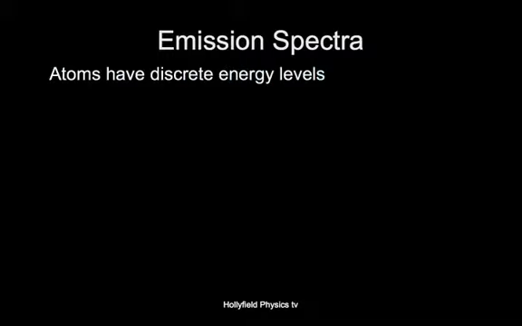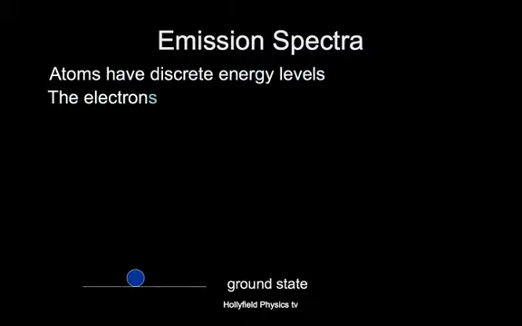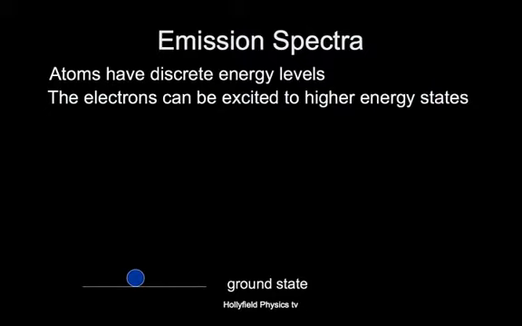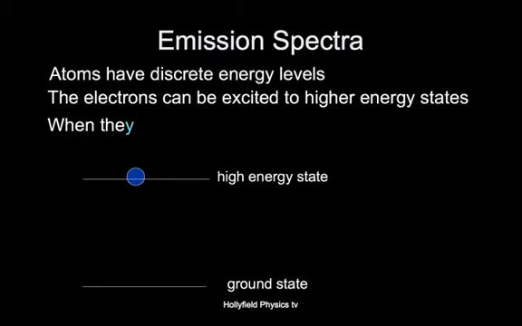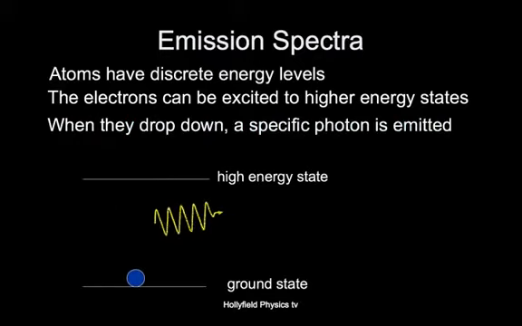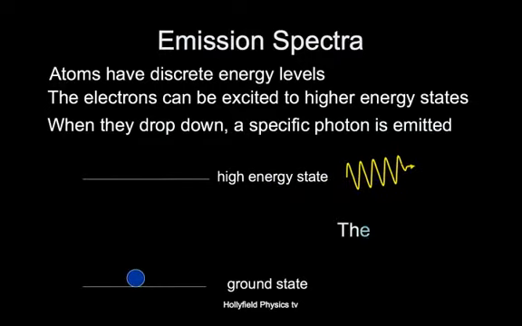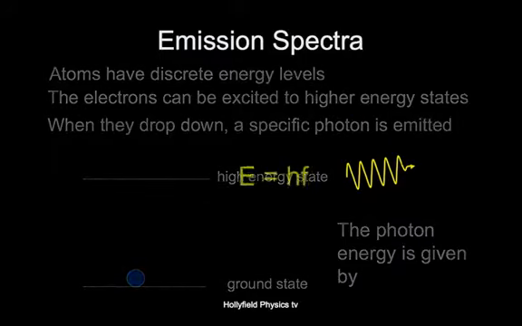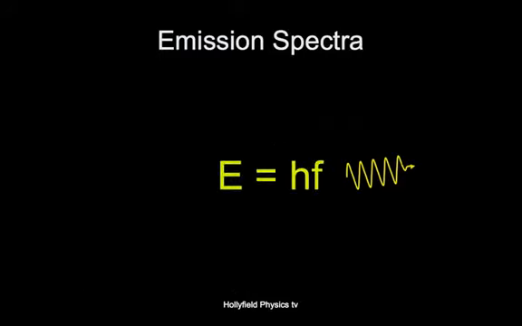First thing we need to look at is emission spectra. As you all know, atoms have discrete energy levels that their electrons can be at. We can excite the electrons to higher energy states. Once we've done this, the electrons can fall back down again, and when they do, they'll emit specific photons. Now each photon has an energy that's given by the famous equation E equals hf. Photon energy equals Planck's constant times the frequency.